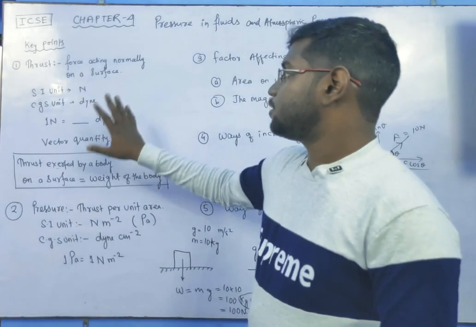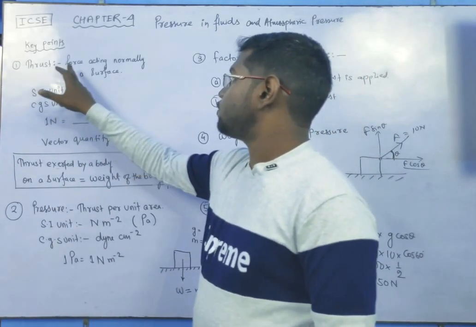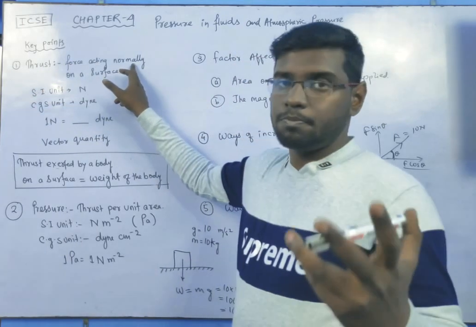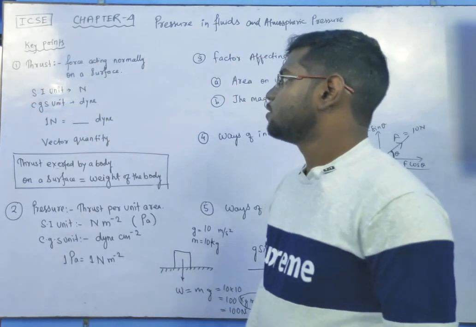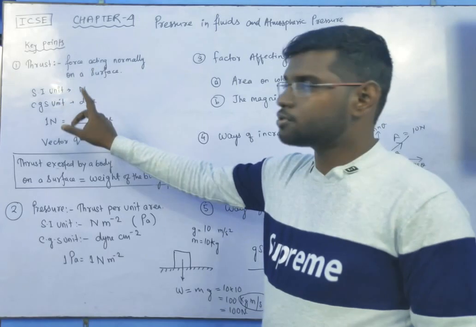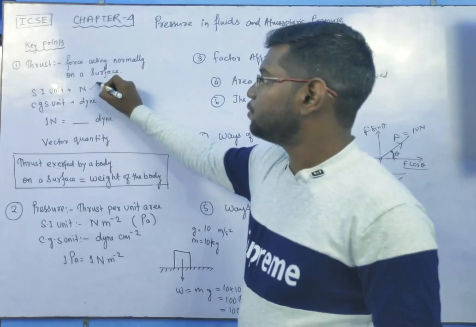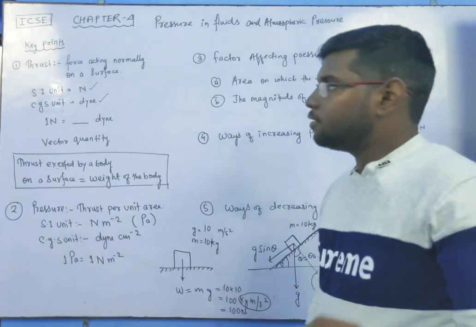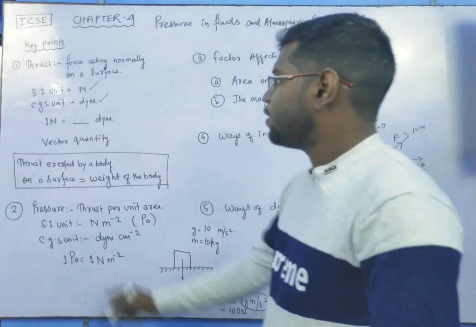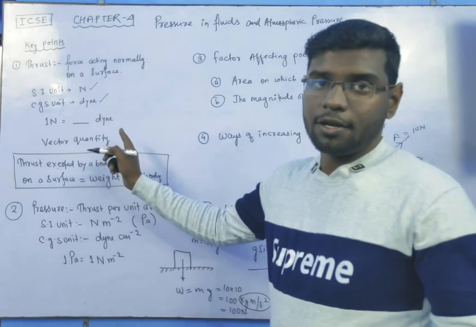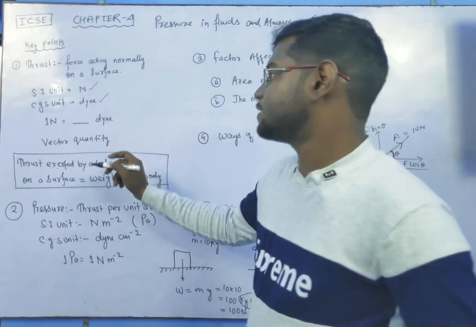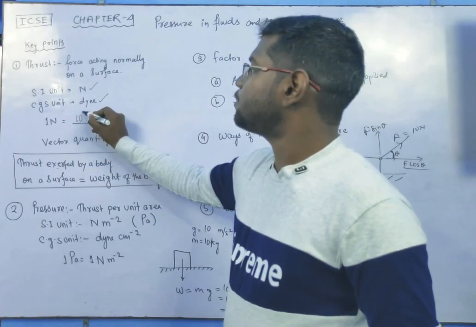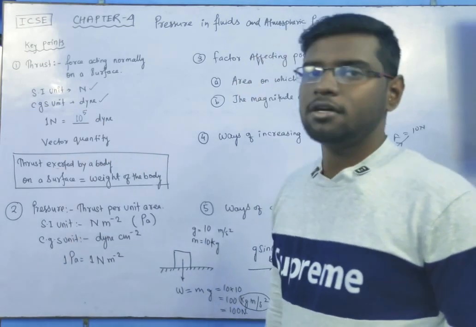So you can see on the board that thrust is what? Force acting normally, that is perpendicularly, on the surface. Thrust is nothing, just a force. So the SI unit is Newton, CGS is dyne. And what is the conversion factor for 1 Newton? Anyone? Say it. Yes, this becomes 10 to the power 5 dyne.